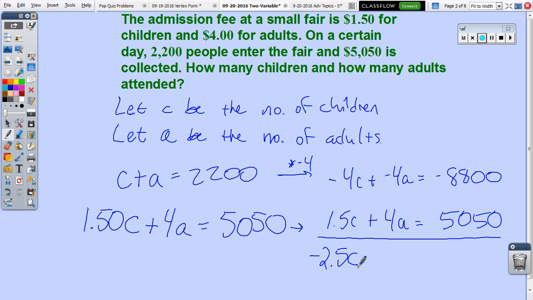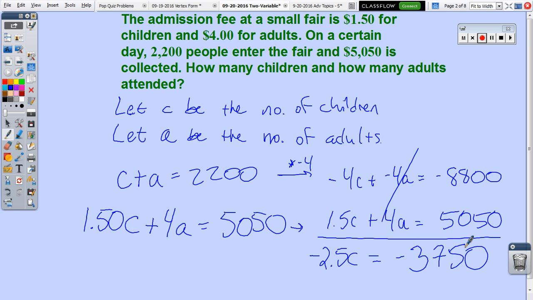Now I'm adding. Now these cancel. -4A plus 4A is nothing. And this equals -8,800 plus 5,050. Which one is that? -3,750. Thank you. All right. The reason we eliminate is now we have a single variable equation that's linear, so it's nice and easy to solve for C.